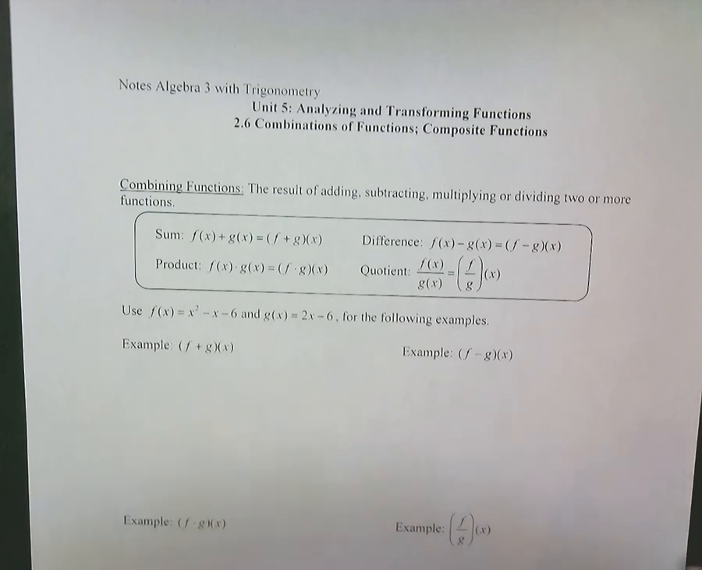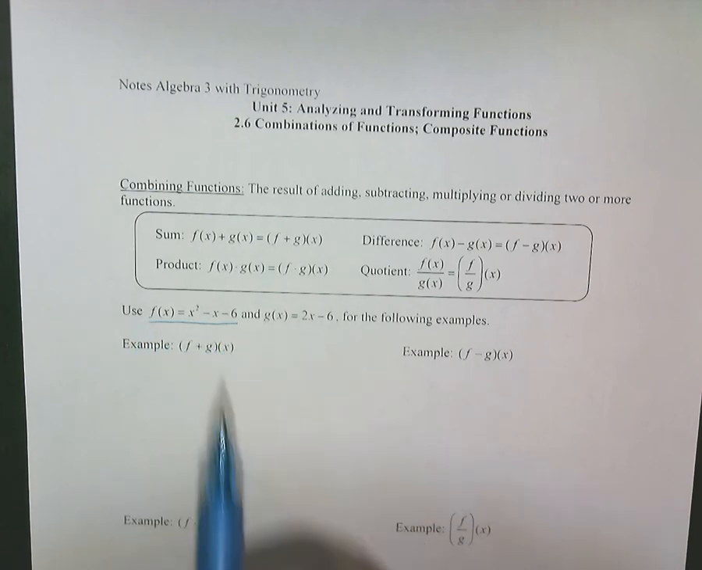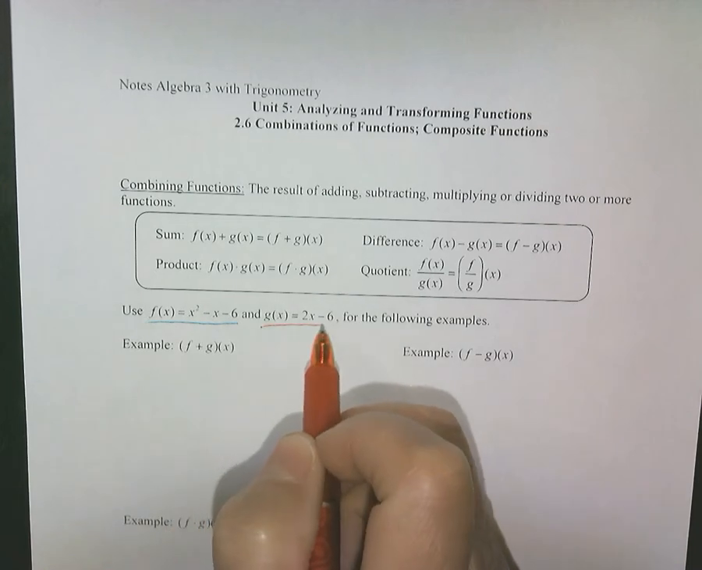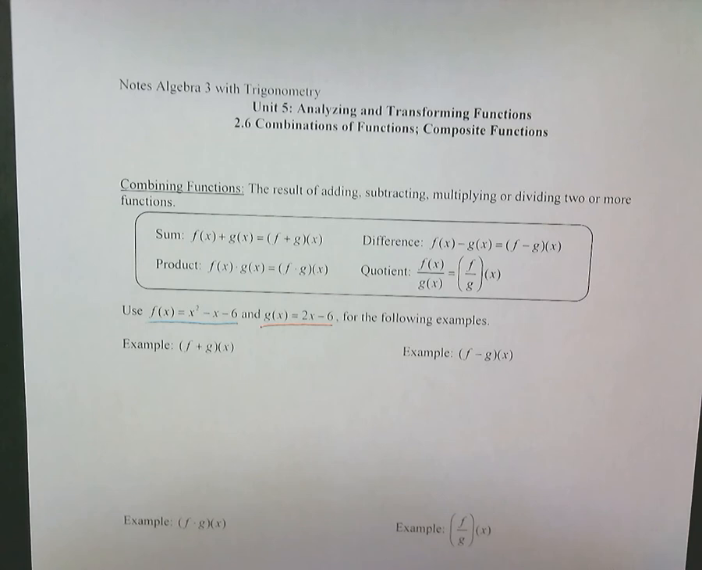So I have these two functions. f of x is going to be this function here, x squared minus x minus 6, and g of x is this function, 2x minus 6. Very basic functions, polynomials, they're the easiest ones to work with.